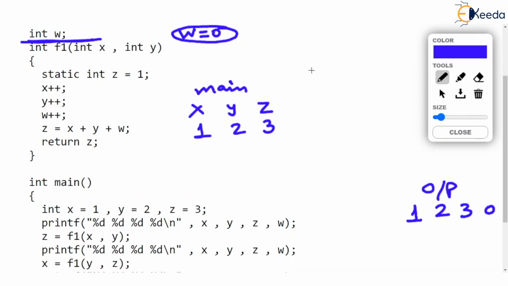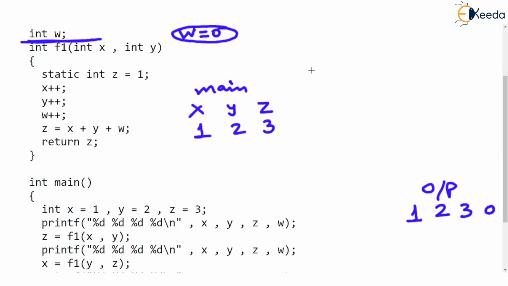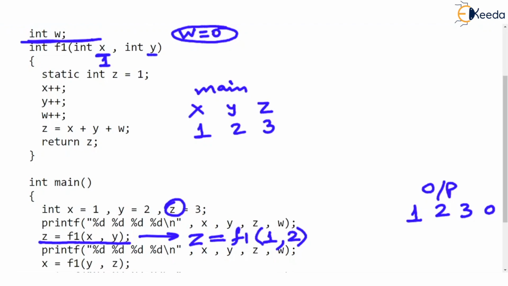Check that. The next line of main is the call to the function. This can be read as z of main should become equal to f1, and we are passing the value of x, which is 1, and value of y, which is 2. So clearly the parameter x will become 1 and parameter y will become 2. So when f1 starts, it has parameters x and y. x is 1, y is 2.